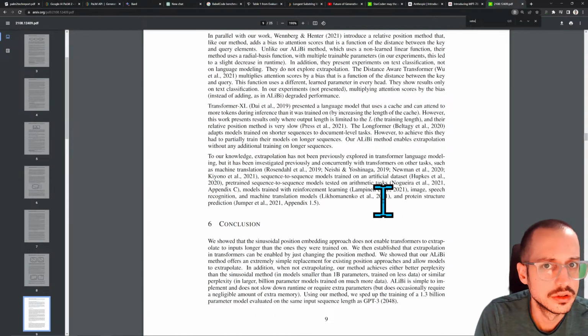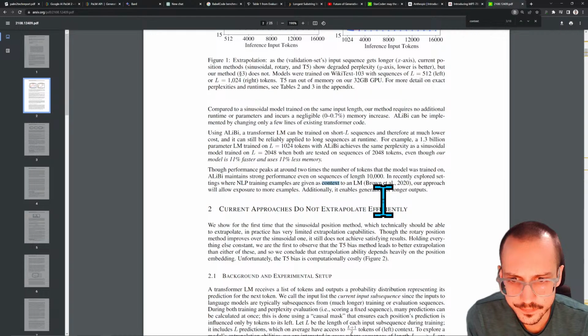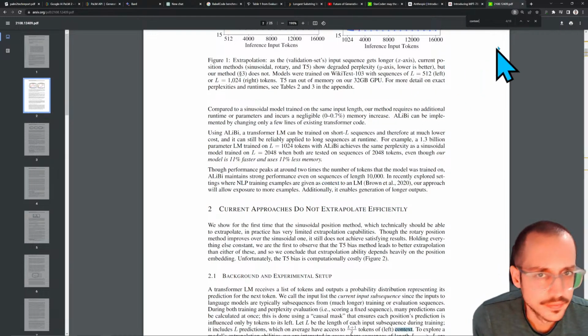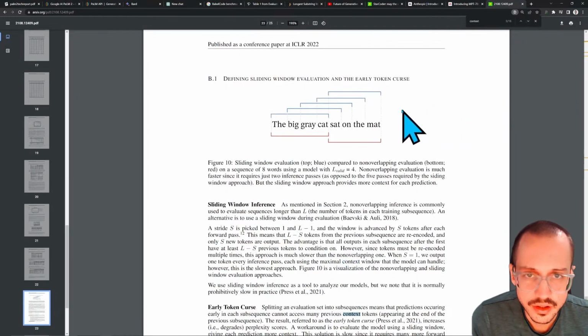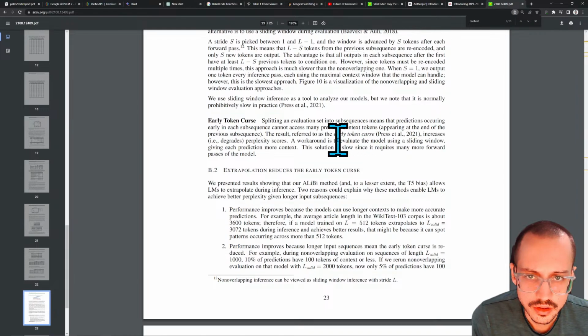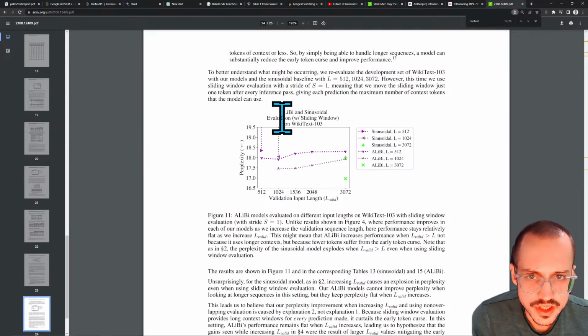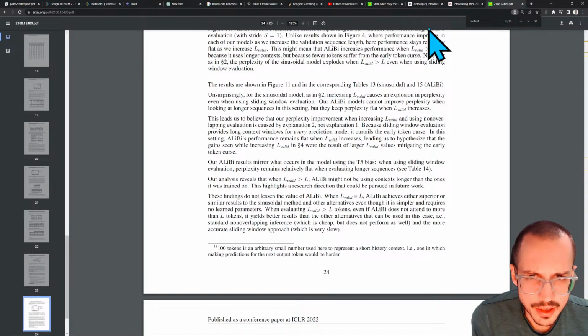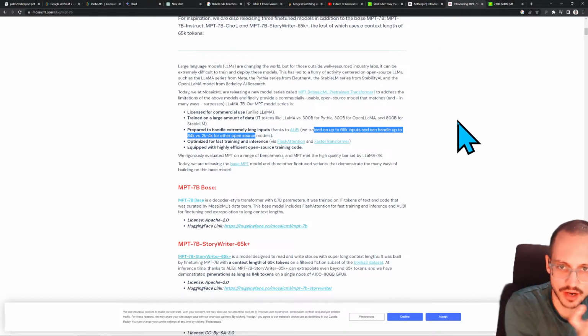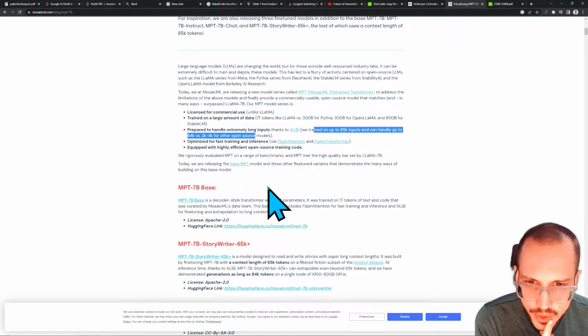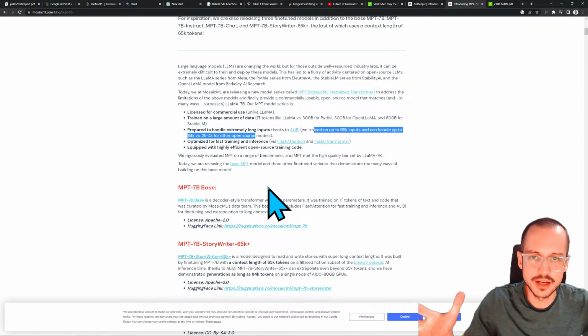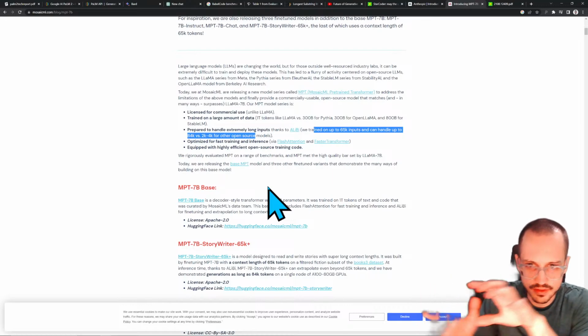Retrieval. Context. Just control F-ing for context here. Sliding window. Sinusoidal sliding window. Okay, so maybe they're getting more context by basically just sliding across. Almost like an RNN kind of situation where they're not necessarily looking at the whole context at the same time, but they're looking at chunks of it and then aggregating it.